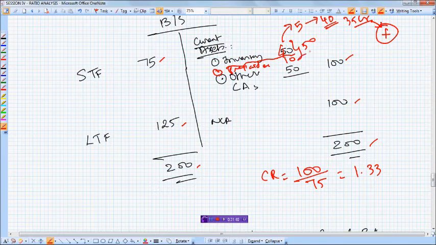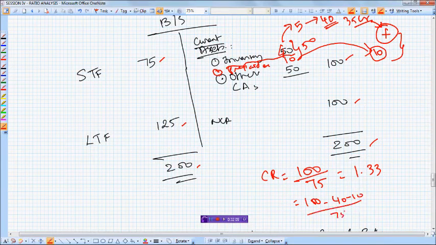And this company has also got prepaid expenses of 10 crore. What is this 10 crore? The expense already incurred, whereas the benefit is going to be derived in future. It was paid for future periods also. So this is also not going to be converted into cash. So these two assets are not going to be converted into cash immediately. So I would say don't take current assets as 100. Instead, take 100 minus 40 minus 10 by 75. That is 50 by 75.